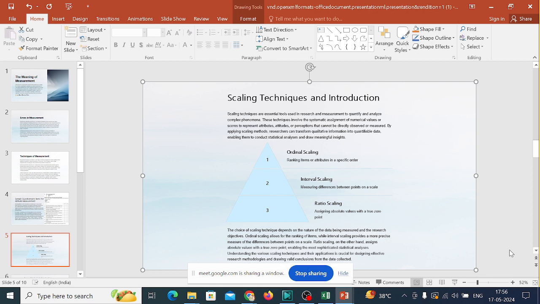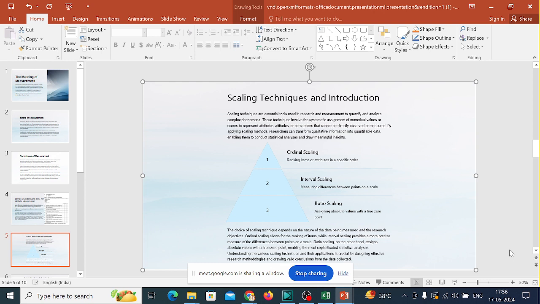and finally they will put remarks on how much scale or how much percentage you qualify for this research work. Now, these are some important scaling types. Number one is ordinal scaling, number two is interval scaling, and number three is ratio scaling. These three are very important.